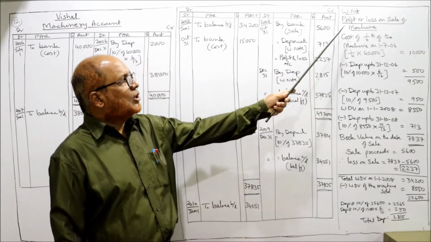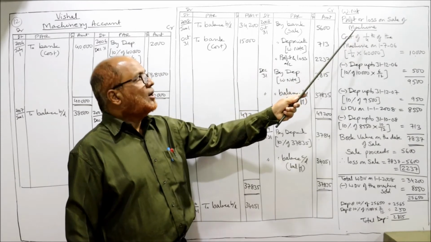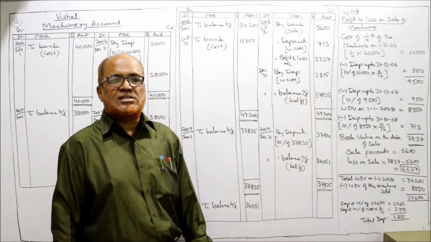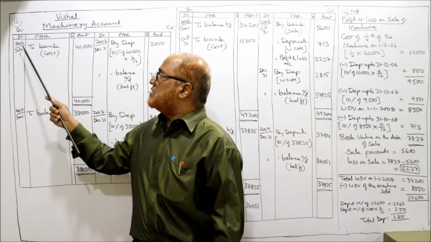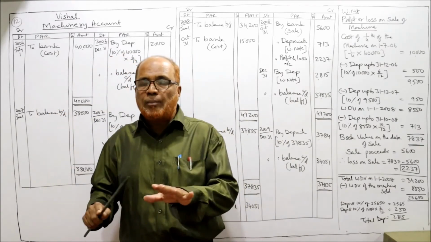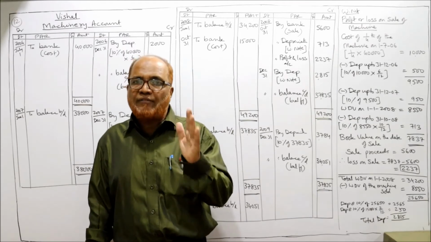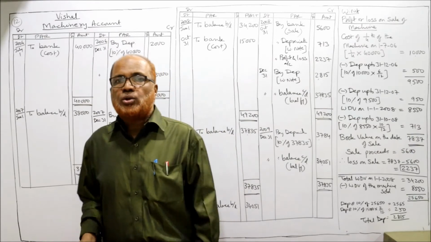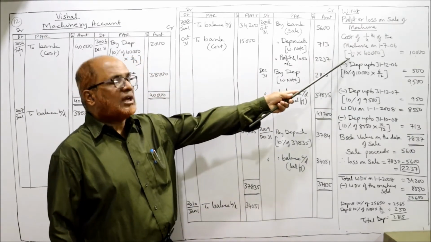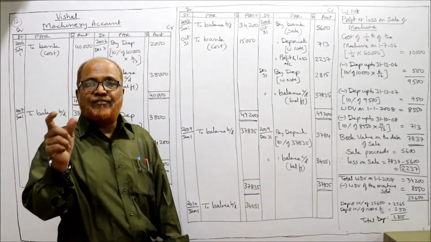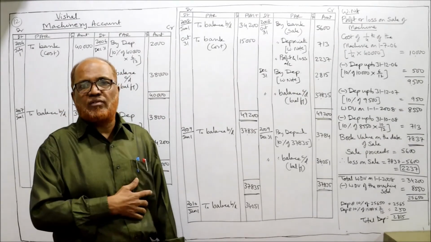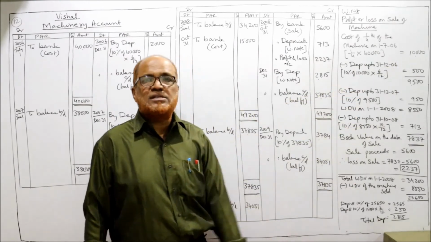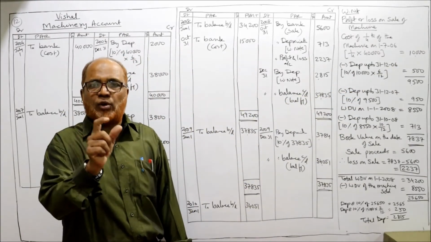See, come to the working note. Profit or loss on sale of machine. Cost of 1/4 of the machine on 1/7/2006. Actually, we have purchased the machine on 1/7/2006. The whole machine is not sold, only a part of the machine is sold. So what is the actual cost of the machine? 40,000. So half of 40,000. Not half, 1/4, sorry. 1/4 of the machine was sold. So 1/4 of 40,000, 10,000 rupees is the cost of 1/4 of the machine.